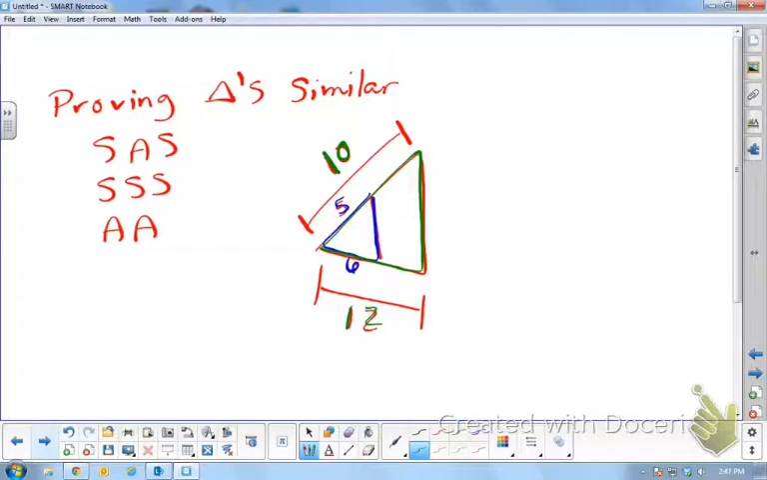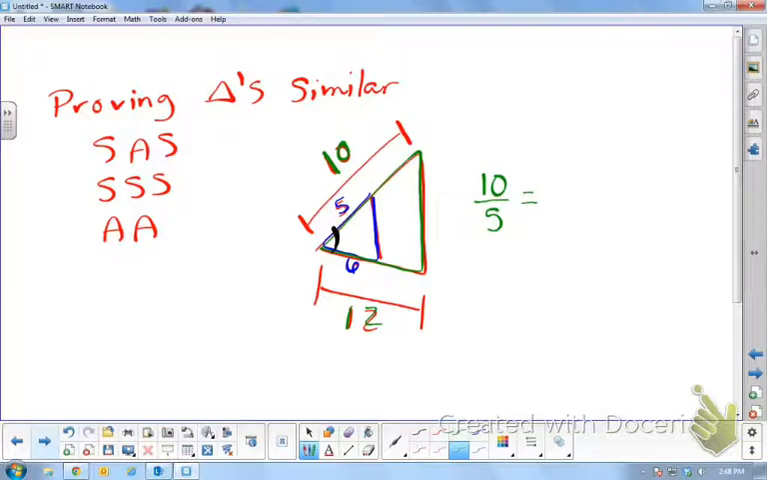Now if we're going to prove these similar, we've got to set up a proportion to show that these are the same. And then we also have to identify if they share an angle. The blue triangle and the green triangle use that same angle on that left side of this picture. So that angle matches. The angles have to match, but the sides have to be proportional. So we had to set up a proportion to check and see if these were similar or not.